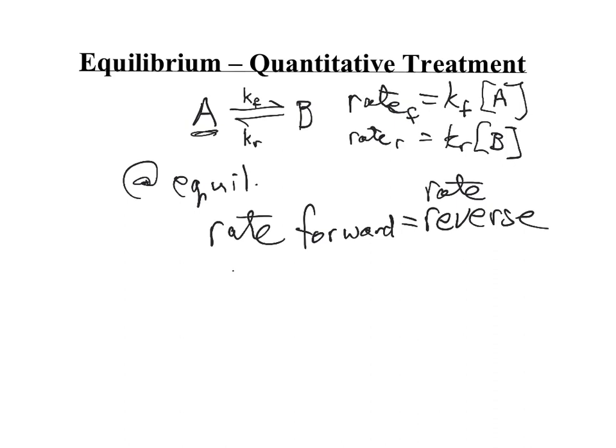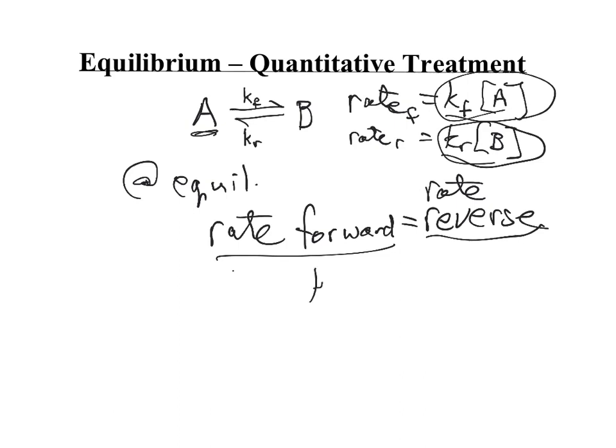Okay? So what that means then is we will be able to replace the rate of the forward direction with its rate law and the rate of the reverse direction with its rate law, and then set them equal to each other, because that's what happens at equilibrium. So instead of saying rate of the forward direction, I'm going to say Kf times the concentration of A, and we can set that equal to Kr times the concentration of B.